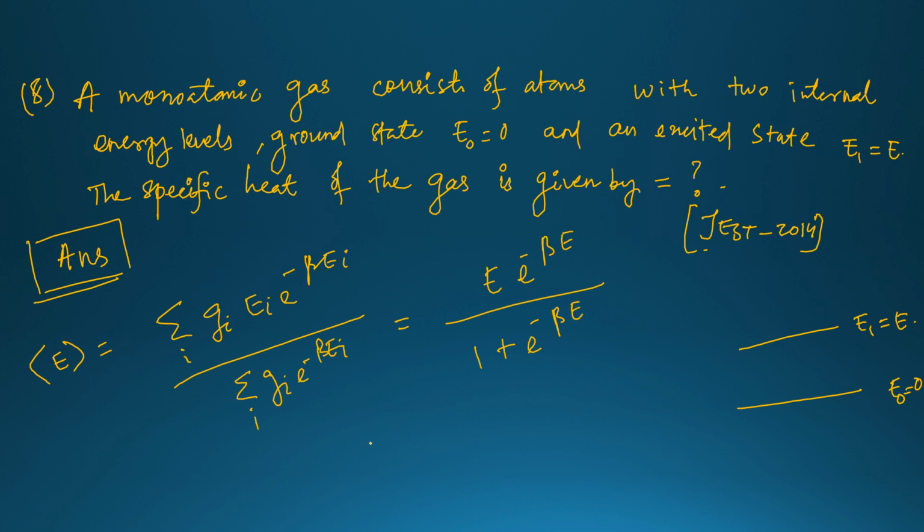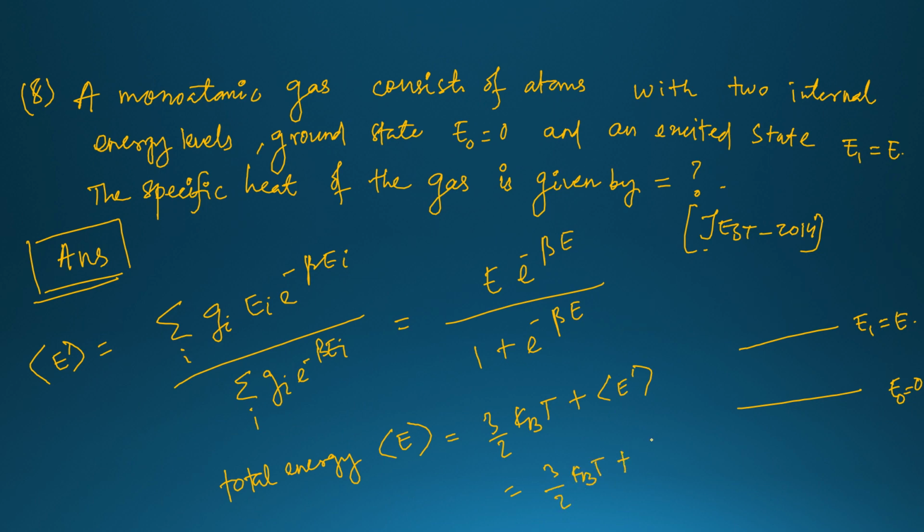Okay. So what is asked? Specific heat of the gas. So this is your average energy. What is the total energy? This is the average energy. Total energy, since it is a monoatomic gas, would be 3 by 2 kBT plus this one. So 3 by 2 kBT plus E e to the power minus beta E divided by 1 plus e to the power minus beta E. Right.